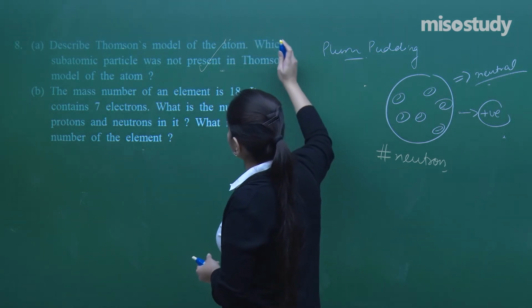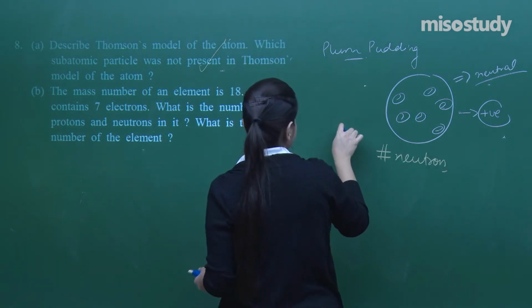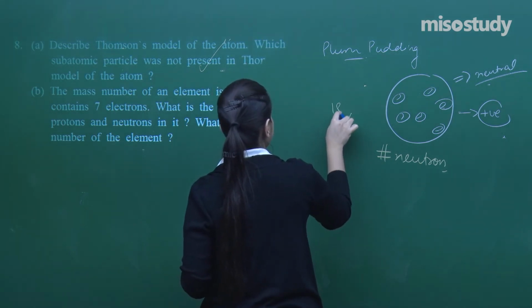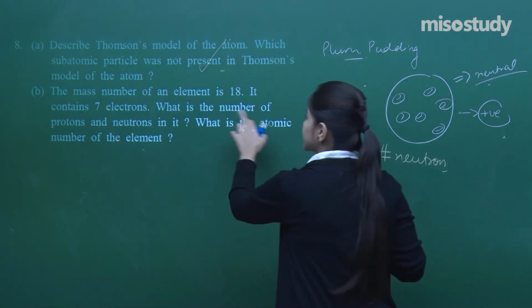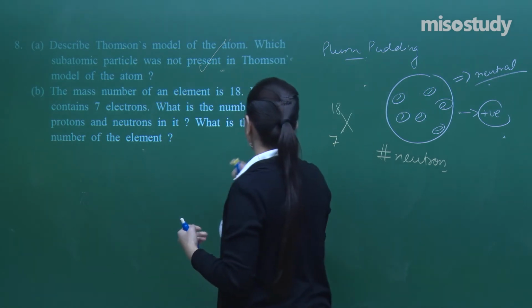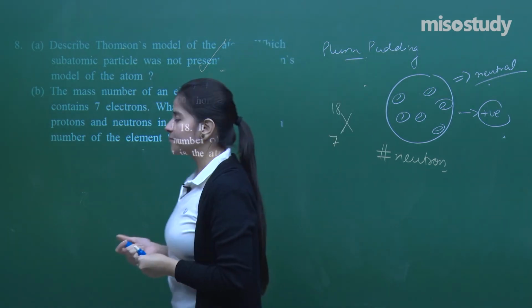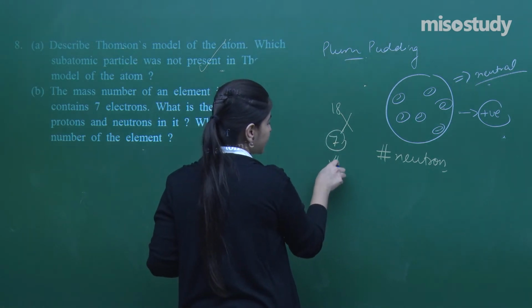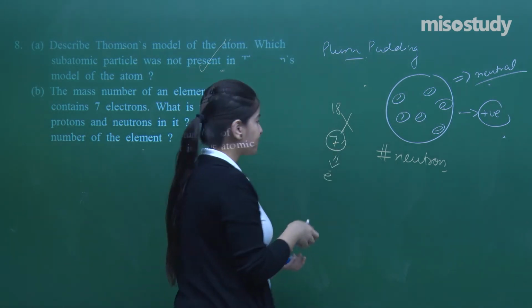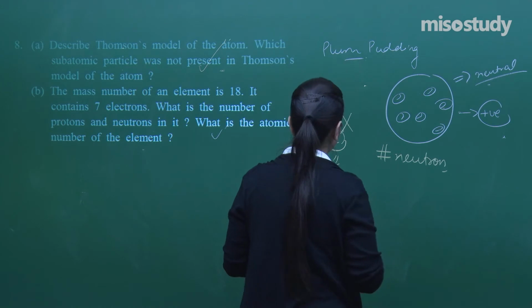The mass number of an element is 18. Let's say X, mass number is 18. It contains 7 electrons. What is the number of protons and neutrons in it? What is the atomic number of the element? So, atomic number is 7, that is the number of electrons. Fine? Okay, this part done, last one.